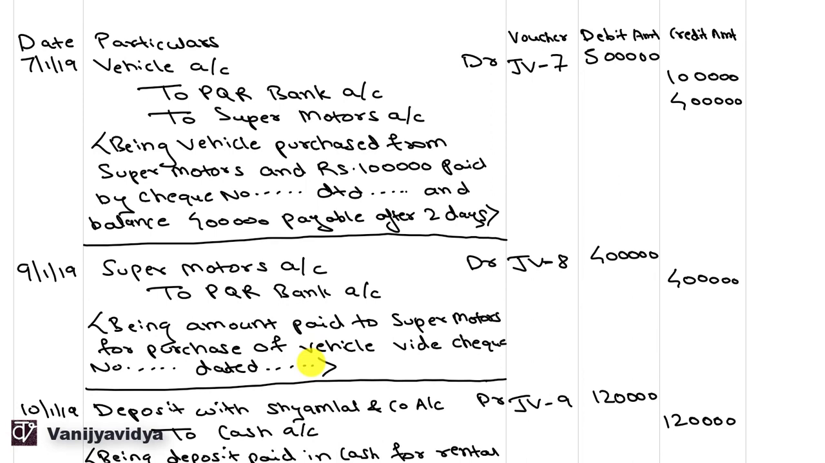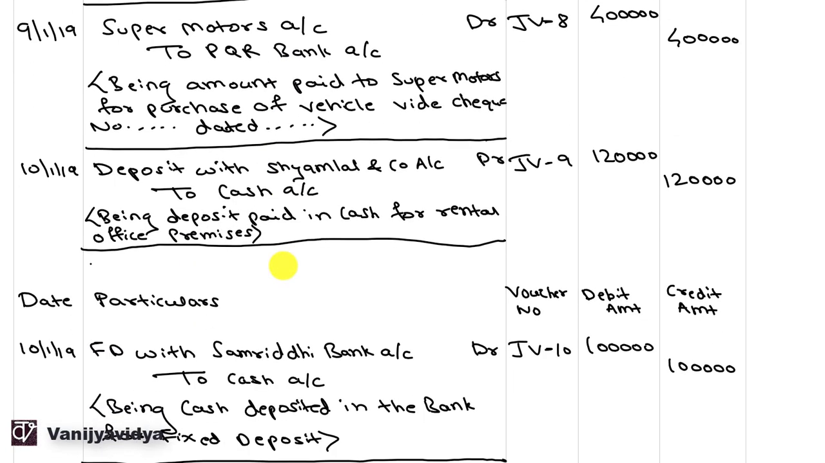JV7, we have vehicle account. Vehicle account is a new account. PQR bank account we have already considered. Then third is super motors account. So super motors account we have to prepare. JV8, super motors we have already considered. PQR bank account is also already considered. Now let's move on to JV9.